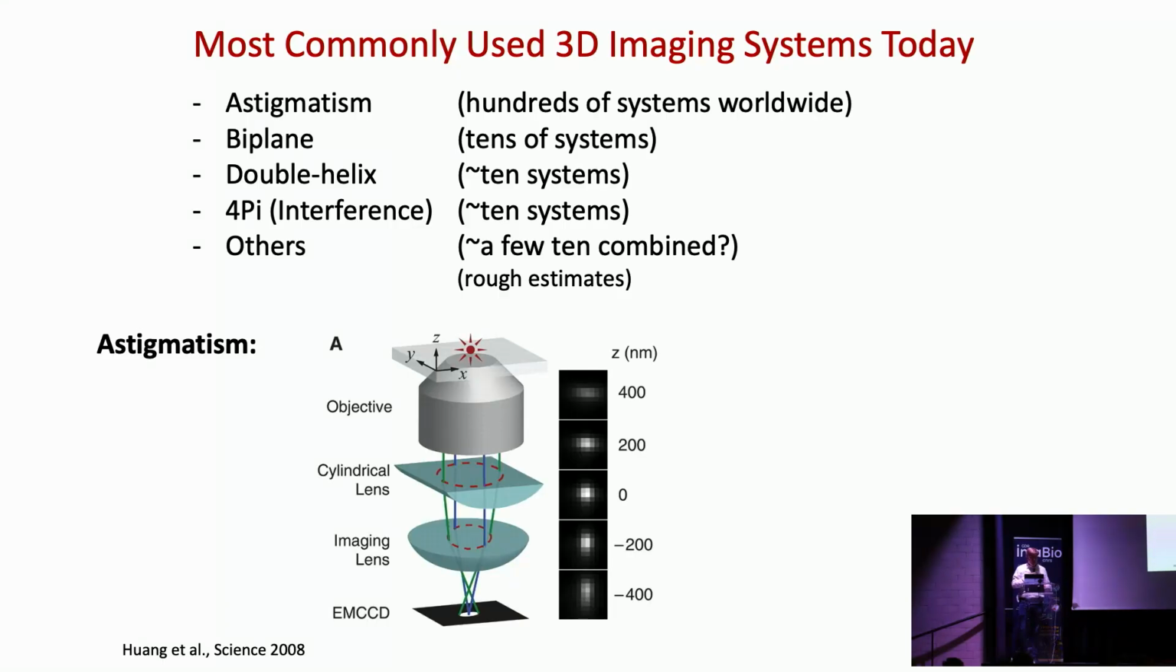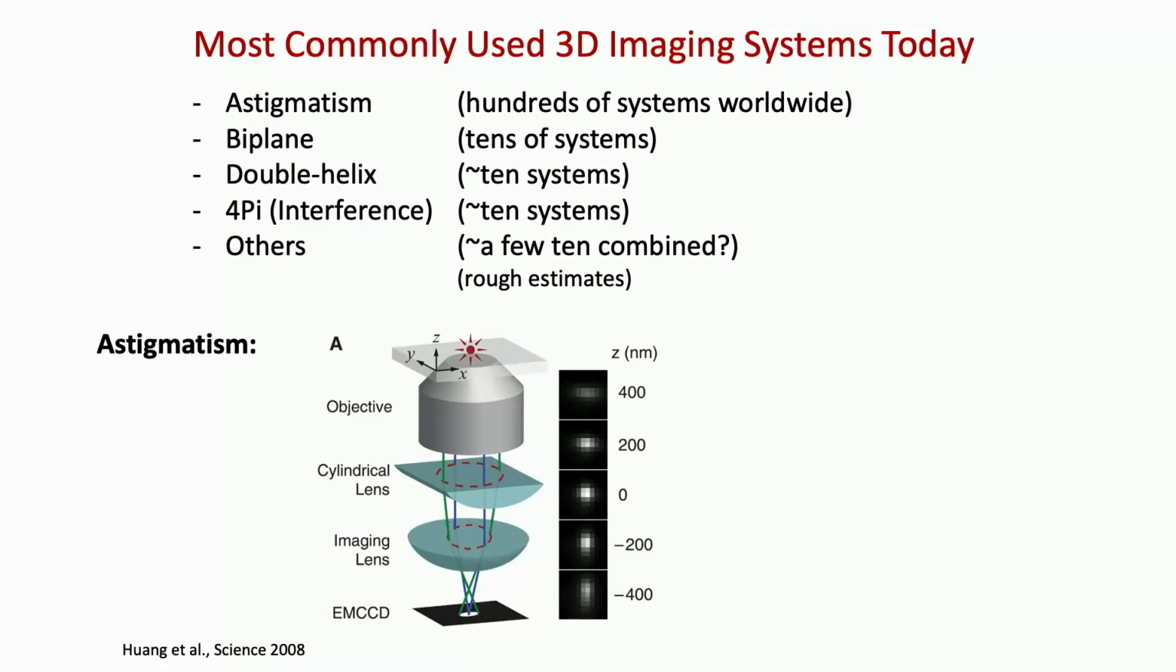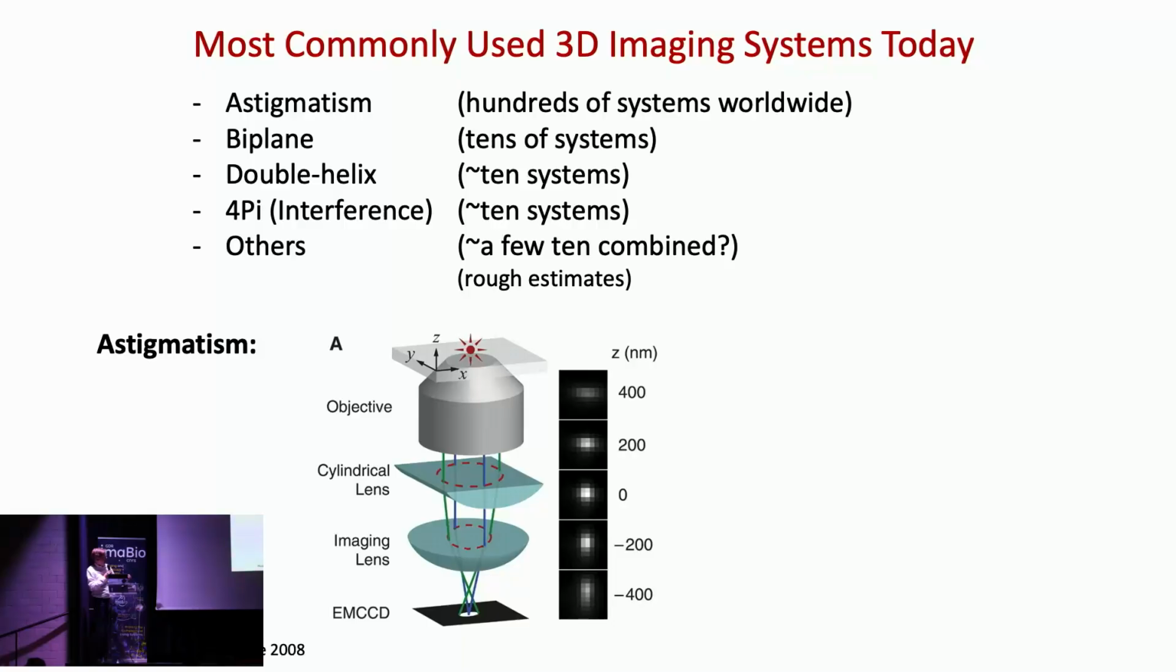Who knows? But just briefly, since astigmatism is so popular, I just want to briefly show you how that works. It's also easiest to explain in a way. So you have your objective and your tube lens, right? And that creates that nice image of a single molecule. And now you distort it by adding a cylindrical lens in that beam path. The cylindrical lens will add astigmatic aberrations into your detection beam path.